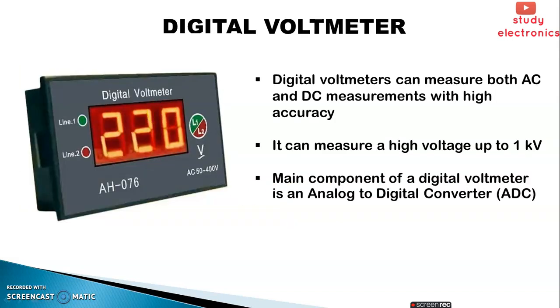Next, digital voltmeter. This is the image of a digital voltmeter. So digital voltmeters can measure both AC and DC with high accuracy. It has high accuracy, and it measures high voltage. The main component of a digital voltmeter is the analog to digital converter, ADC.